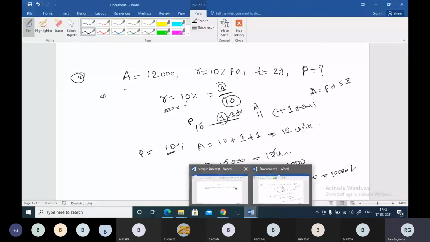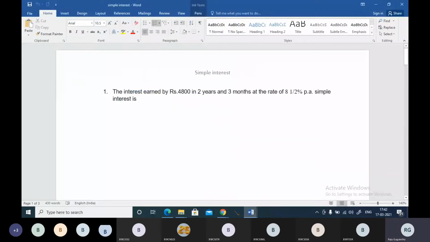Now, guys, let's go to the first question. You can see the first question here. The interest earned by 4,800 in 2 years and 3 months. Standard questions, these are. 2 years and 3 months at the rate of 8 1/2% per annum, simple interest. They are asking for 2 years, 3 months. You can find for 2 years and you can find for 3 months also. Firstly, we'll have to find for 1 year.